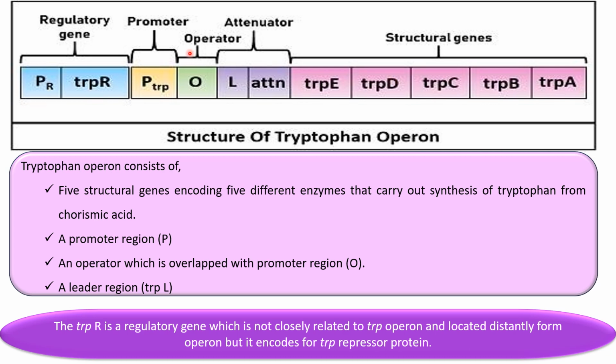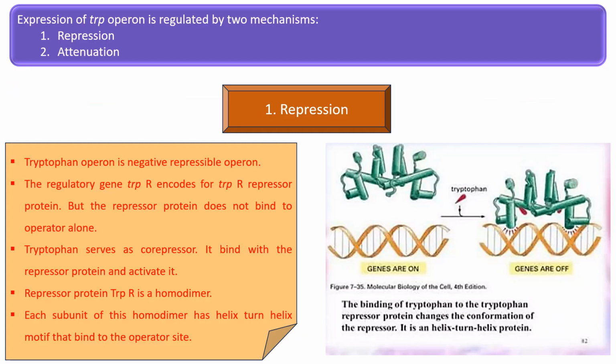Apart from that, there is a promoter region, there is an operator region which overlaps with the promoter region, there is a leader region which is composed of the leader sequence and the attenuator sequence, and there is a regulatory gene trpR which is distantly located from the tryptophan operon but encodes the tryptophan repressor protein. So this was the structure of the tryptophan operon. Now let's see how it works.